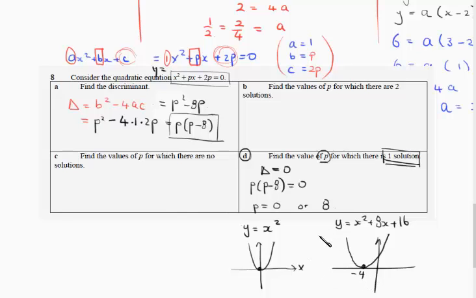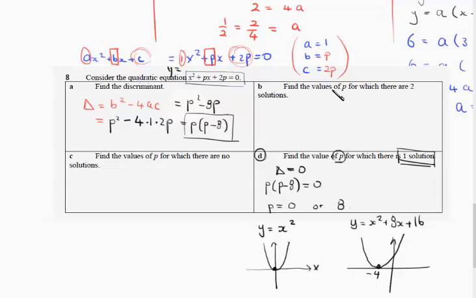Now we're going to also try this question here. What are the values of p for which there are two solutions? So we know that the delta, which is equal to p bracket p minus 8, has to be greater than 0. Is that right?